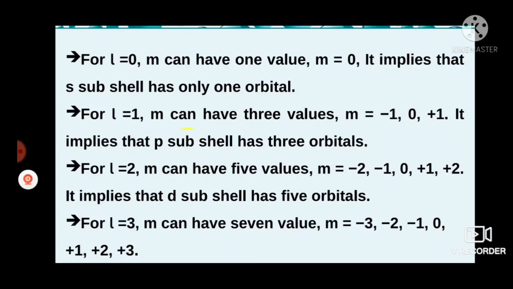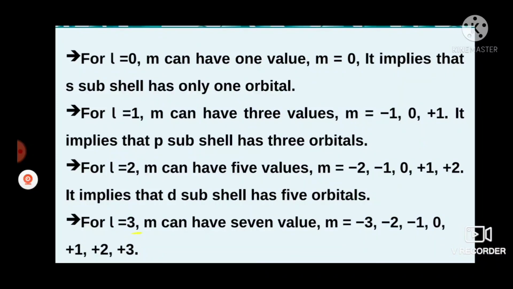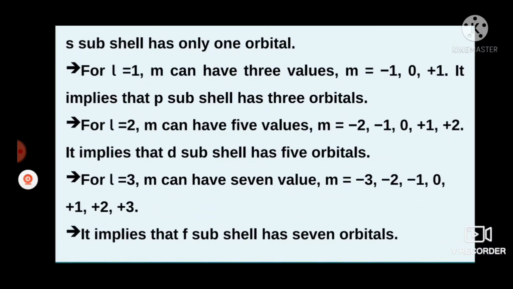For L equal 1, m can have 3 values, that is m equals minus 1, 0, plus 1. It implies that the P subshell has 3 orbitals. For L equal 2, m can have 5 values, m equals minus 2, minus 1, 0, plus 1, plus 2. It implies that the D subshell has 5 orbitals. For L equal 3, m can have 7 values, that is m equals minus 3, minus 2, minus 1, 0, plus 1, plus 2, and plus 3. It implies that the F subshell has 7 orbitals.